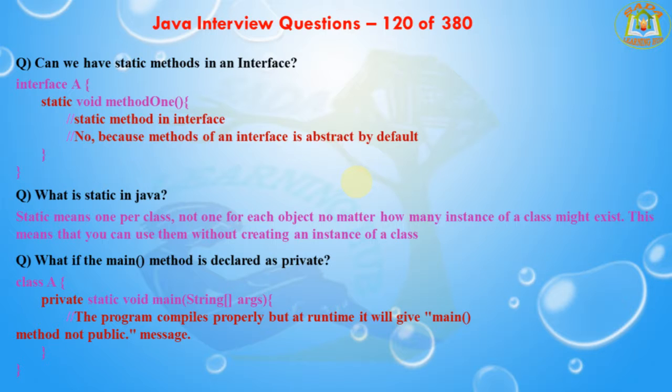The next question is, what if the main method is declared as private? The program compiles properly, but at runtime it gives a main method not public message.